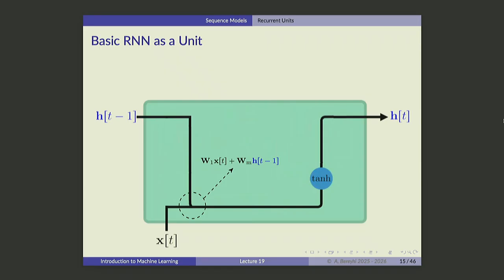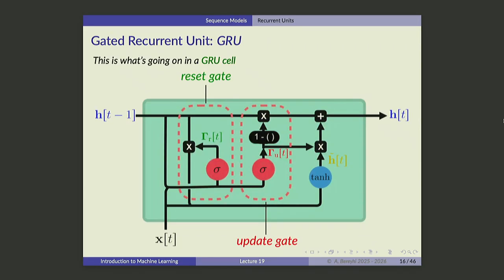So this is the basic RNN. This guy is the GRU, the gated recurrent unit. This one might look a bit complicated because it has gates. What are the gates? I'm going to explain shortly. Here you have two different gates. Wherever you see a sigmoid, this is a gate.